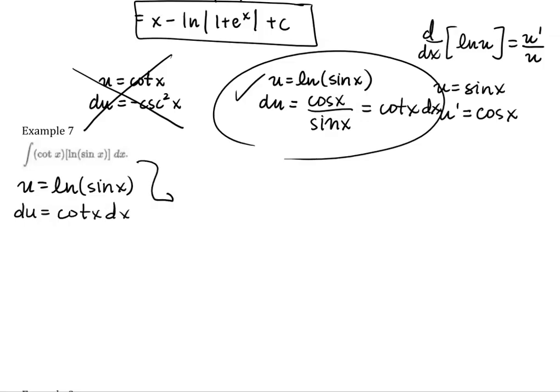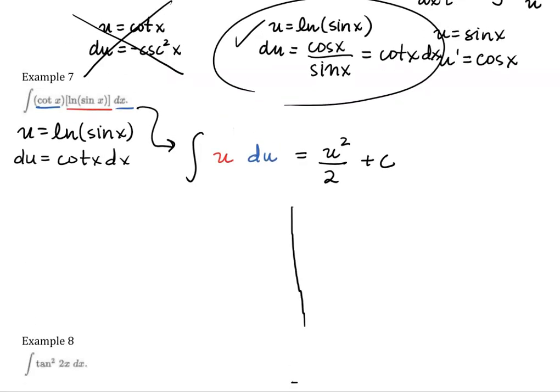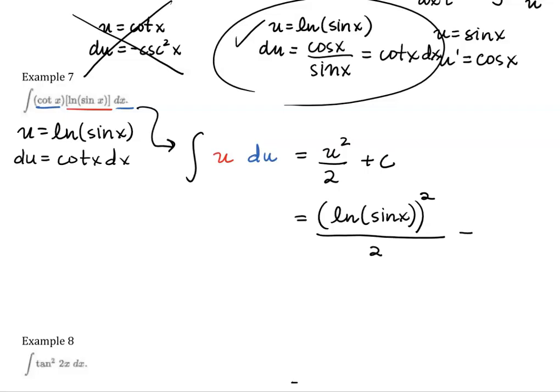So when I do my substitution, this cotangent x dx is all du, and this natural log of sine x is all u. So integrating u du, we just have to increase the exponent and divide by the new exponent, and we end up with u squared over 2 plus c. And then I'm just going to substitute back in what u is. Yikes. So we just have natural log of sine x, all of that squared and divided by 2, and then we add c.